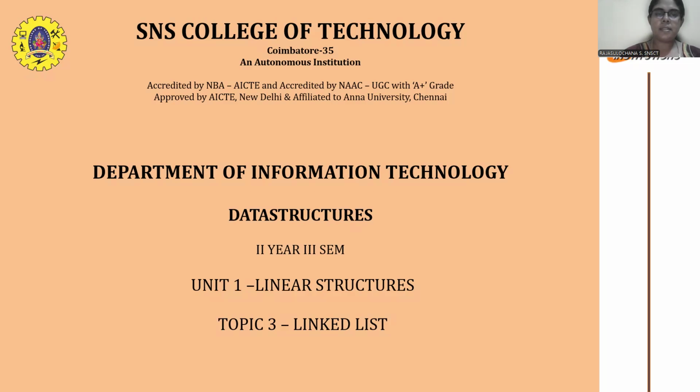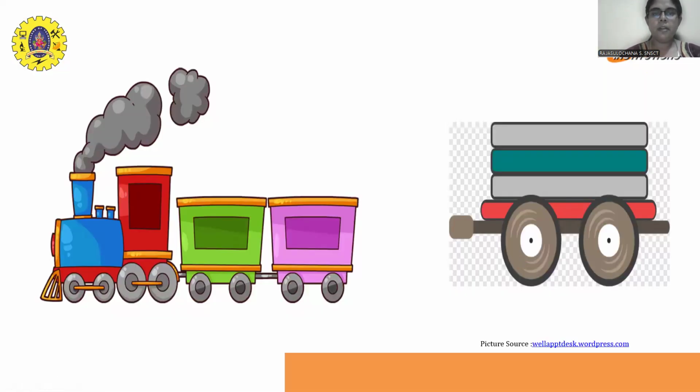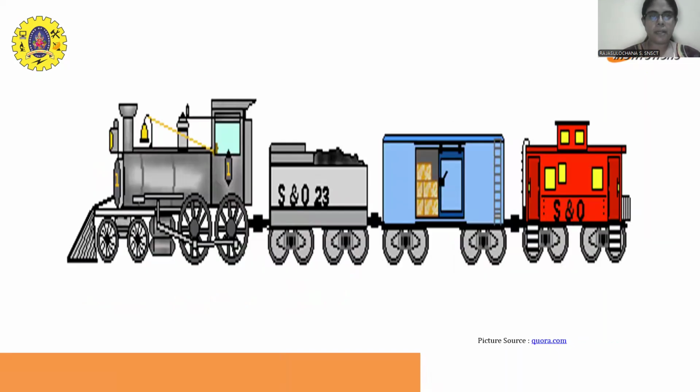In today's lecture series, we are going to discuss a linear structure called the linked list. Now look at this example. What do you see from this example? It is a train, right? So a train can be considered as a connection of compartments.